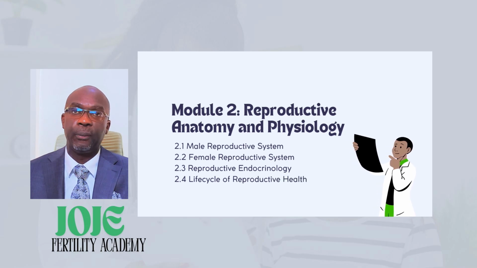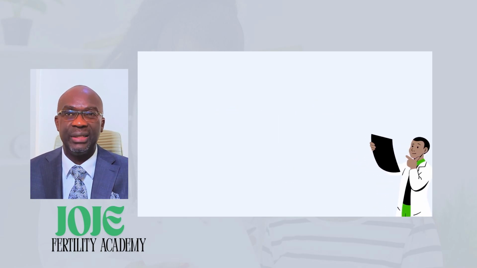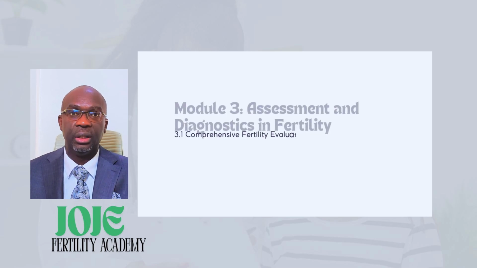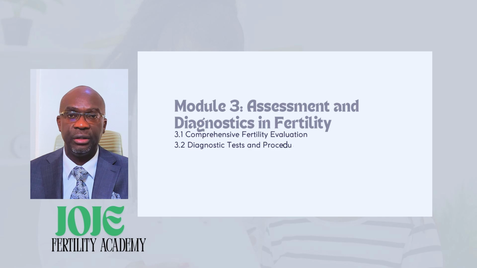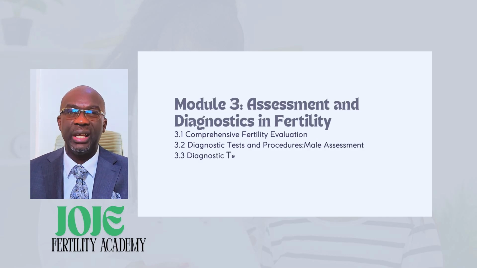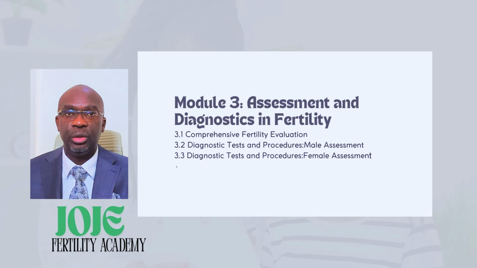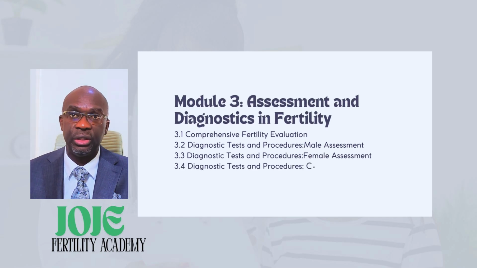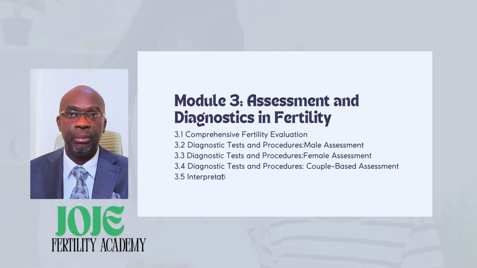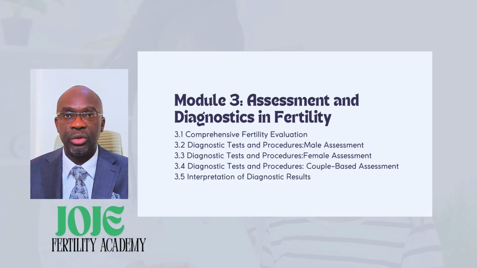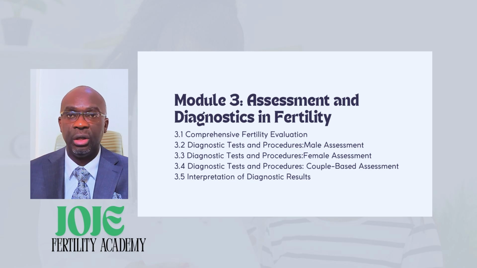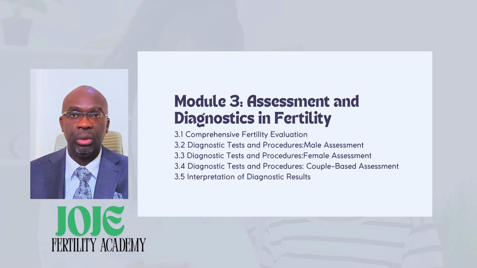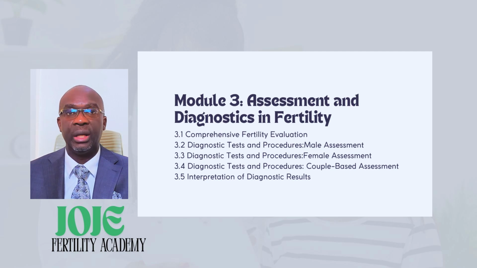And then in Module 3, we'll be looking at assessment and diagnostics in fertility. Again, this has 5 different units. Unit 1 will look at the comprehensive fertility evaluation. Unit 2 will look at diagnostic tests and procedures with specific emphasis on the male assessment. And then diagnostic tests and procedures with a specific emphasis on female assessment. And then diagnostic tests and procedures with emphasis on the couple combined. And then lastly, we'll look at interpretation of diagnostic results.